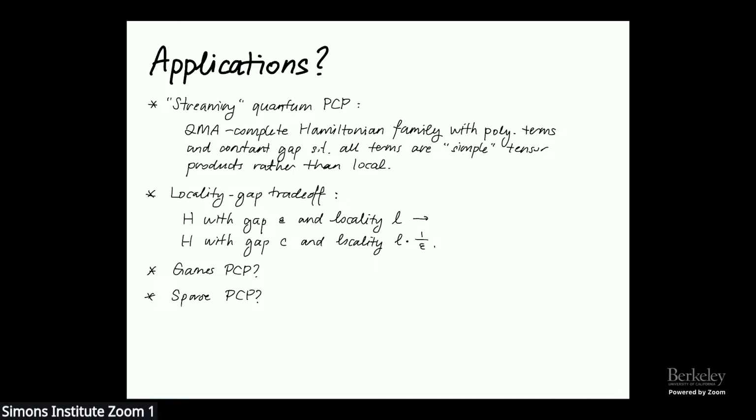So local Hamiltonians are always sparse. So again, sparse PCP is like a necessary consequence of Hamiltonian PCP. Maybe you would hope that somehow our result would help with this, because our result says that you can make a Hamiltonian that's QMA complete with constant gap that has these polynomially many terms that are sort of nice, right?